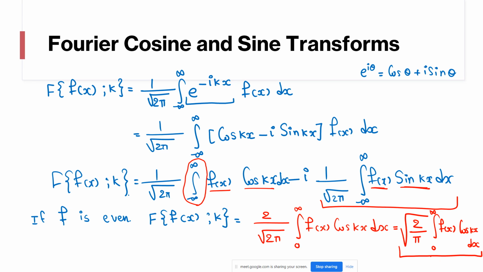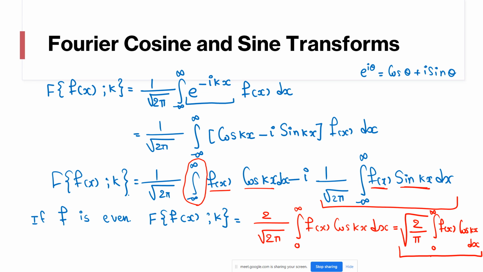So this integration would be called Fourier cosine. What we are observing is that my Fourier cosine transform is the same as my Fourier transform if the function is an even function. This is an observation based on which one of the questions was asked, I think in 2020. If a function is an even function, they asked us to find the Fourier cosine transform, that is the same as the Fourier transform.